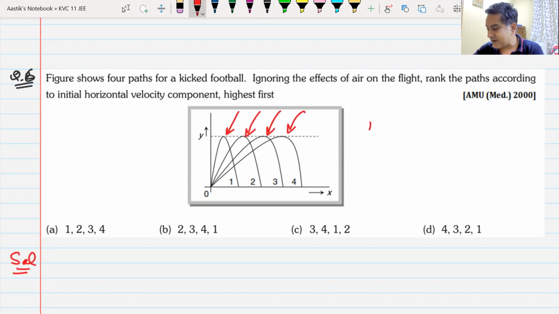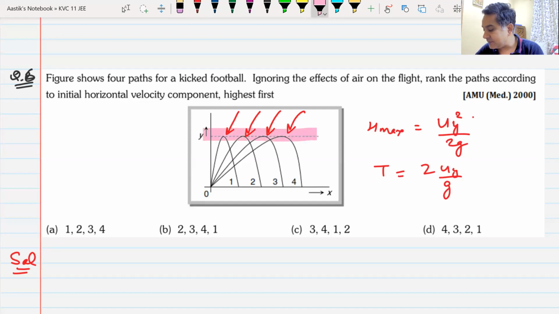Now, maximum height, H max, is equal to u square, or I should not write it as u square, I should write it as uy square by 2g. It is directly proportional to uy square. If I look at the time of flight, then it is 2 times uy by g. So basically, if the maximum heights are the same, that means uy is the same. If uy is the same, that means time of flight is the same.